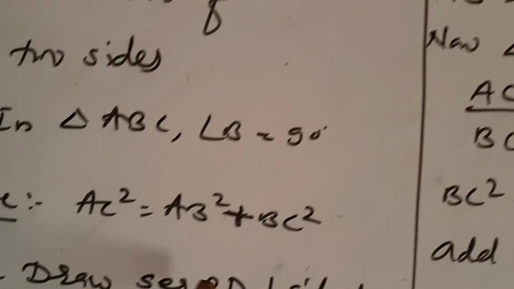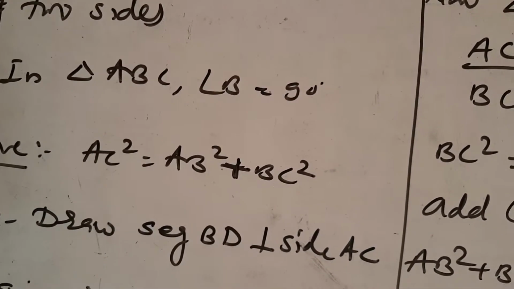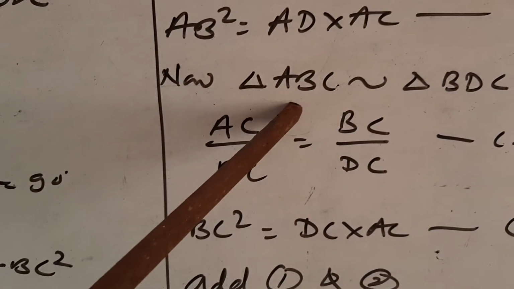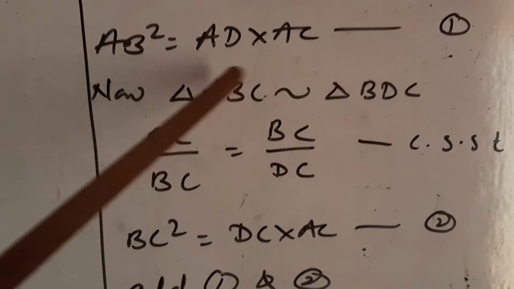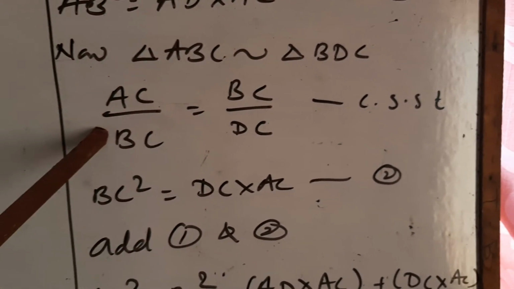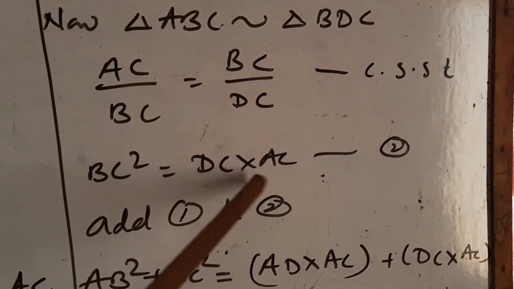Same way for BC square. Now we want BC square. So for that we take the two triangles which have B and C vertex. That is triangle ABC and triangle BDC. Again we write the sides in proportion. AC by BC equals BC by DC, and take the cross multiplication. BC square equals DC into AC.